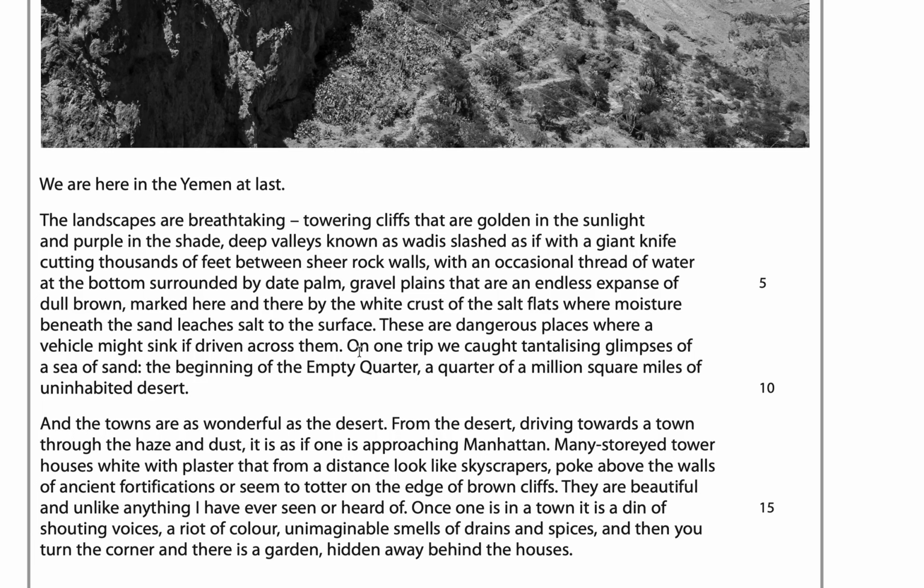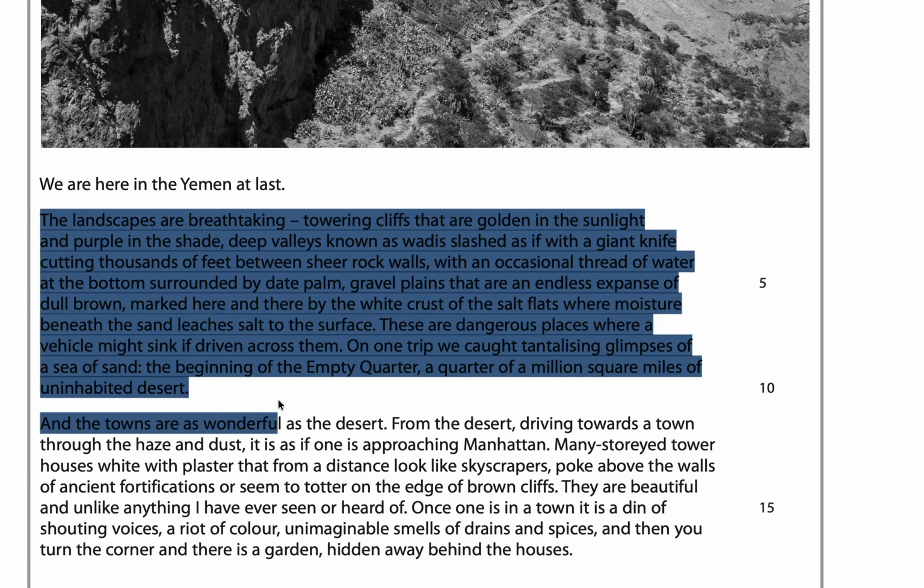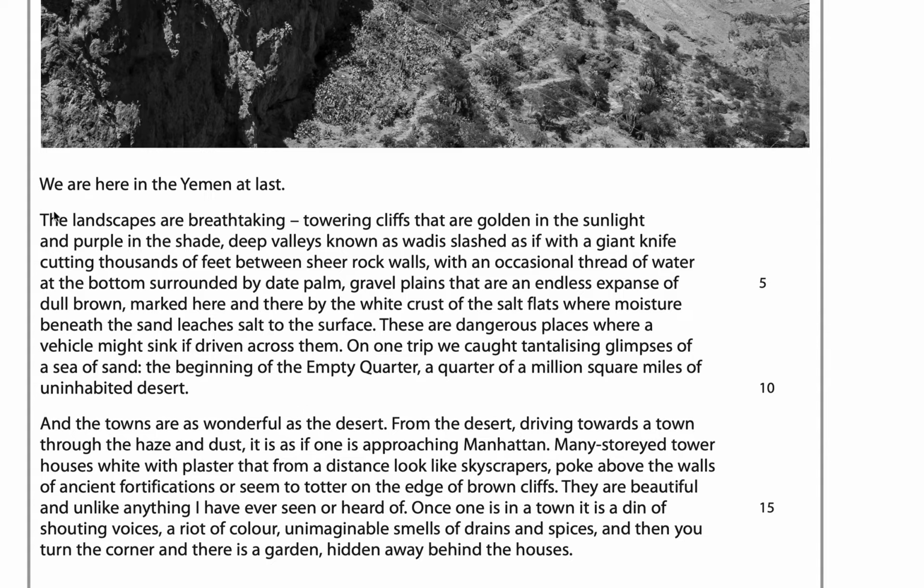One trip. Okay, so we've read the whole thing. We're definitely going to talk about the fact that the landscapes are breathtaking. The descriptive language the writer uses really shows the admiration. It shows how beautiful the landscape is. The word breathtaking, we can talk about that. Towering cliffs is definitely something you want to talk about. And then golden in the sunlight.